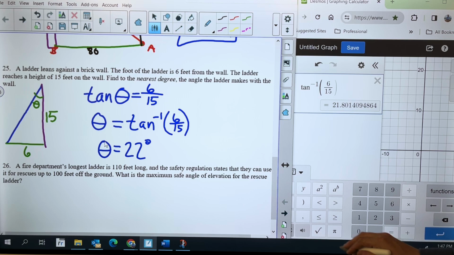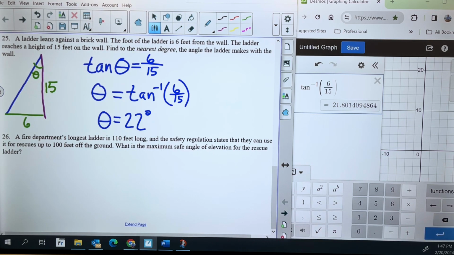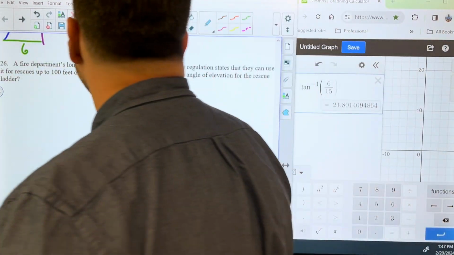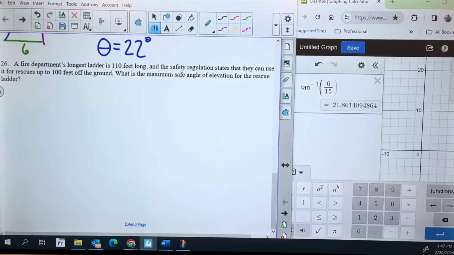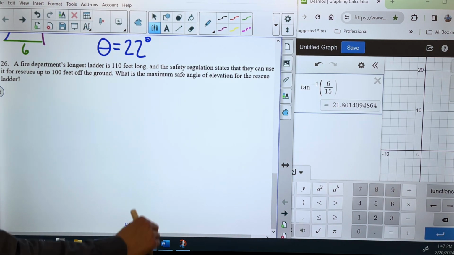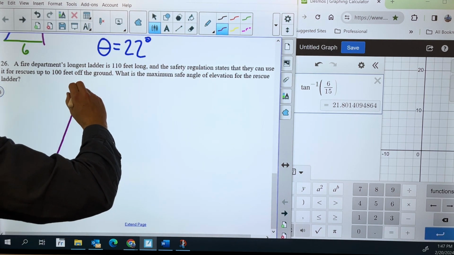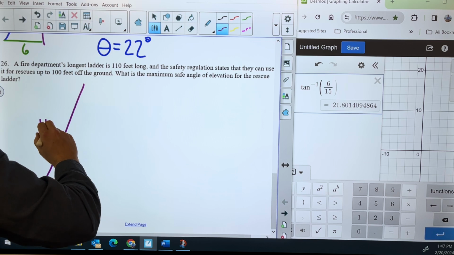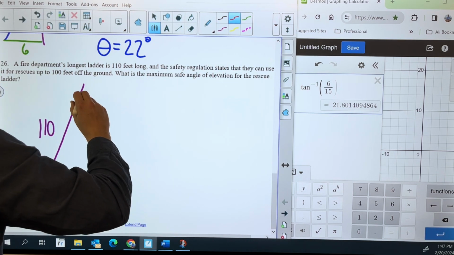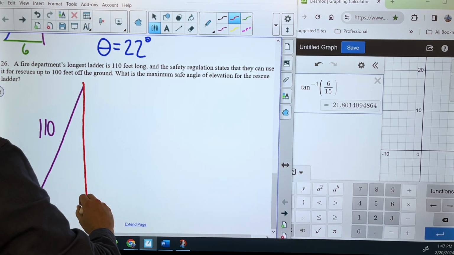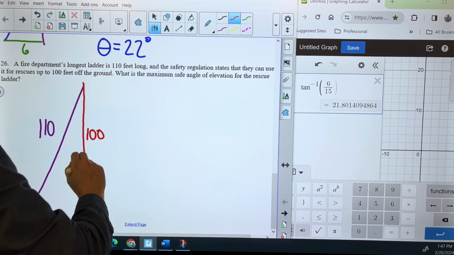And finally, we've got a fire department. Their longest ladder is 110 feet long. No way I'd be climbing that. Safety regulation says they can use it for rescues up to 100 feet off the ground. All right. So here is the ladder that is 110 feet long. But that building that it's reaching up, we can only go up 100 feet.